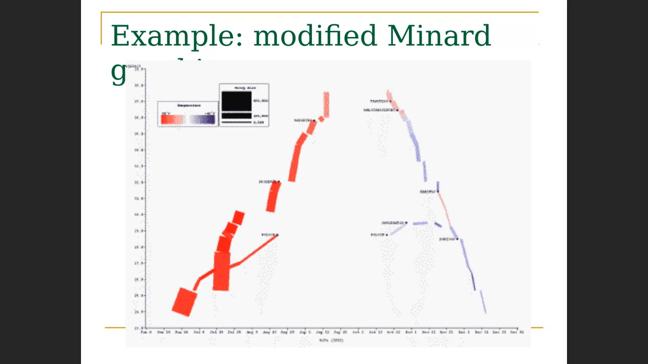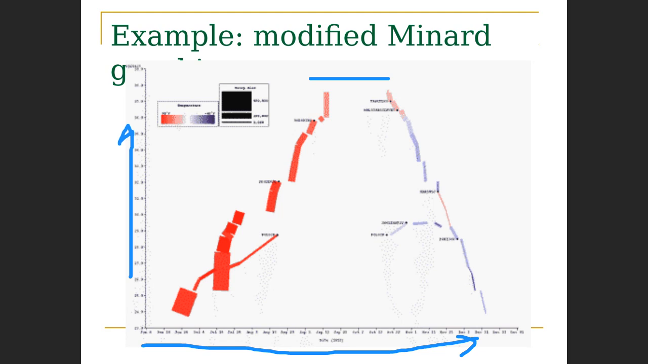This is a modified Minard graphic, and I need to zoom in a little bit. It looks like it's September or so, as far as I can read. We have the time going this way, and then the longitude, east-west, going this way. You can see Moscow is all the way at the top, the easternmost point, and then the west is here.